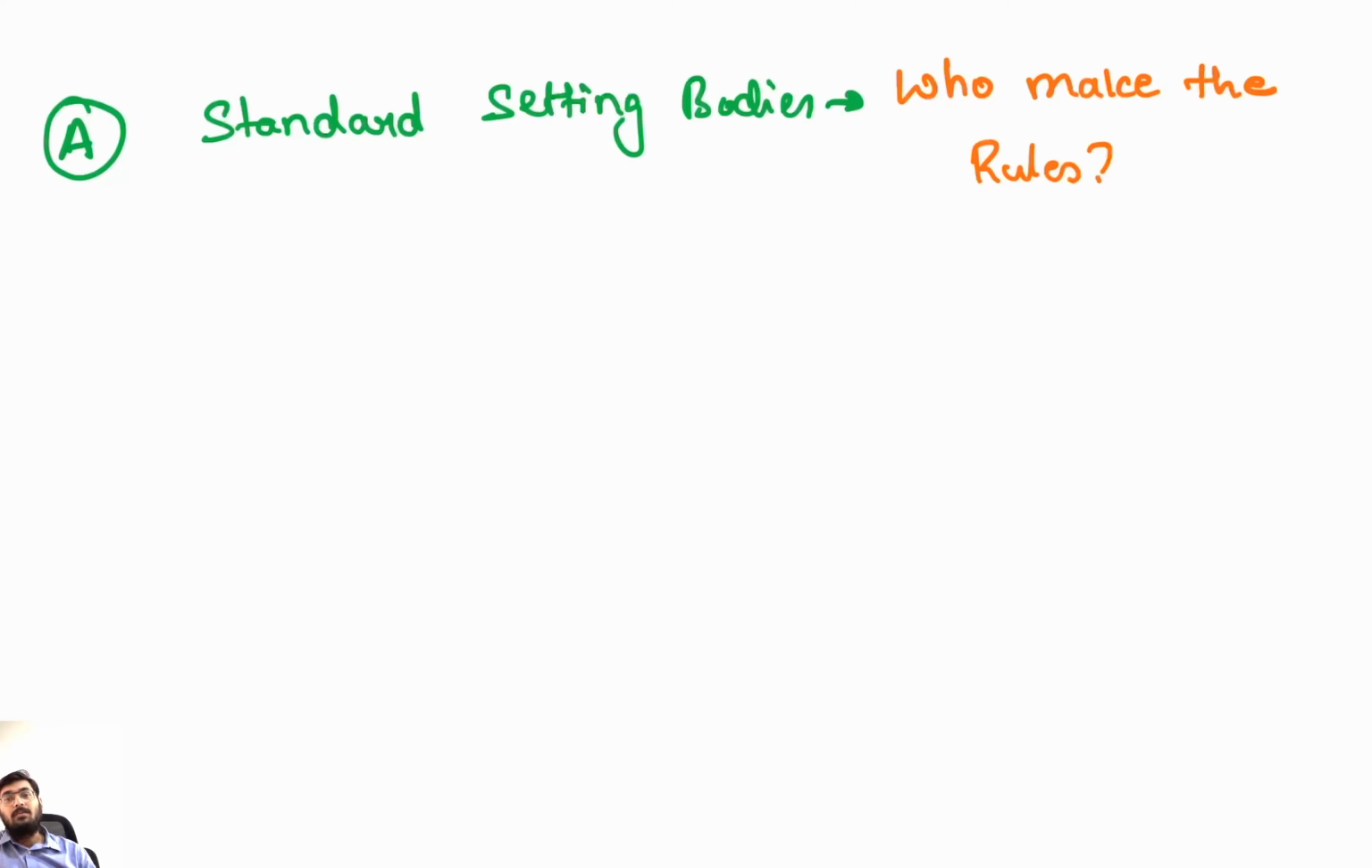Now there are two main bodies. Number one, FASB.